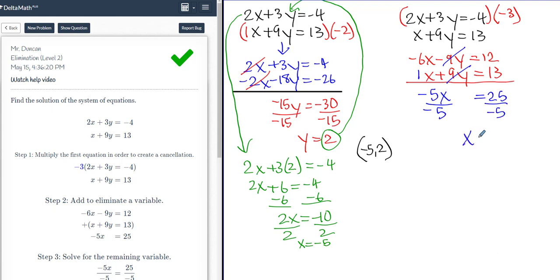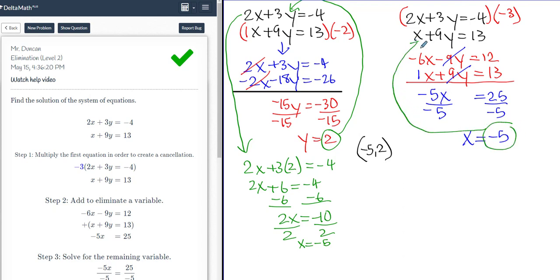And although we know that x is already equal to a negative 5, notice we have a negative 5 here, we solved it a slightly different way. Now all I would have to do is take negative 5 and substitute it for x, either in the top equation or the bottom equation.